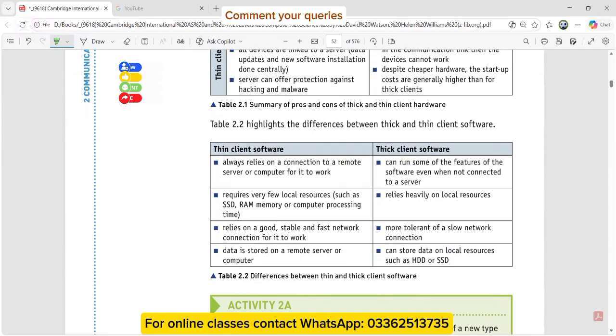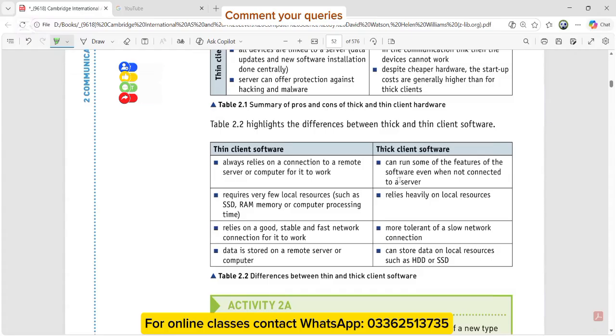And then thin client software and thick client software. What is thin client software? It always relies on a connection to a remote server or computer for it to work. Think of a web browser. It requires very few local resources, relies on a good, stable, and fast network connection. Data is stored on a remote server or computer, just like the web browser.